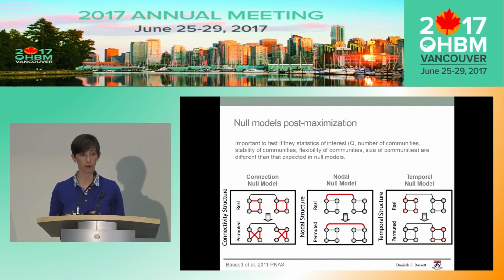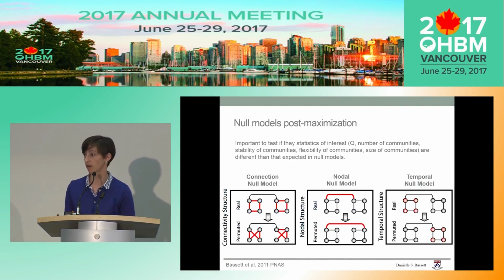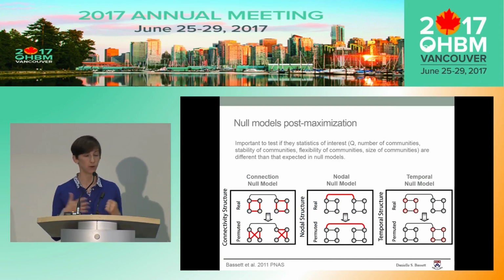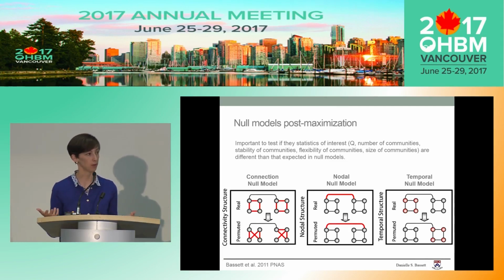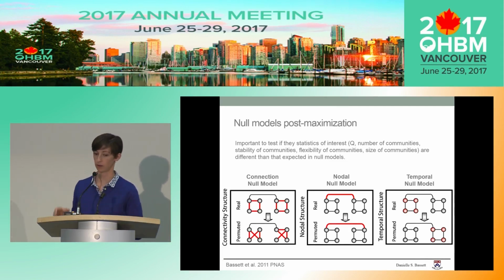You also probably want to be thinking about what I call post-optimization null models, which means, let's say you identify your modules, you estimate the flexibility or the cohesiveness. Now, what do you do? Well, you want to determine that that's different than what you would anticipate in appropriate dynamic network null models. What is an appropriate dynamic network null model? There are at least 3 that I'm going to show you right here that are interesting and relevant.